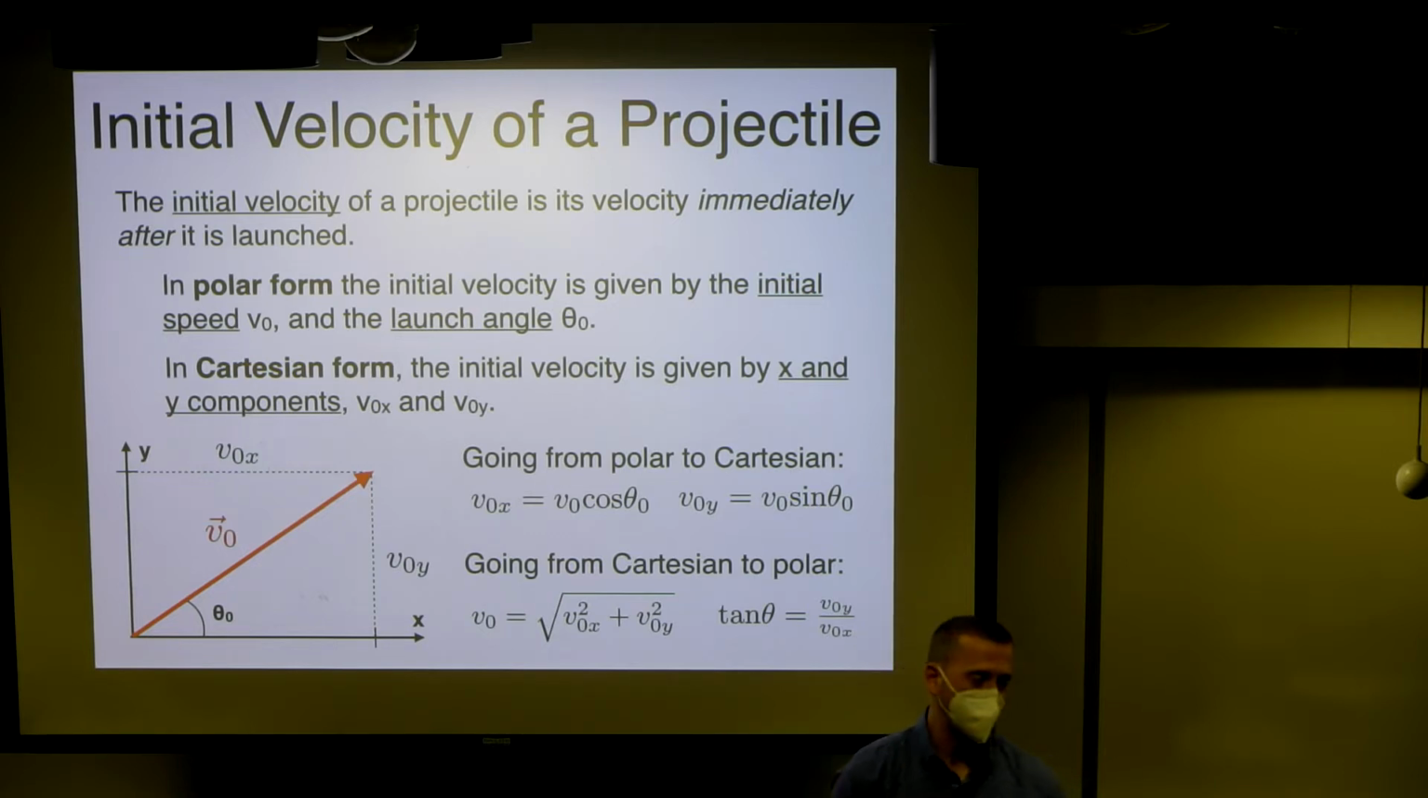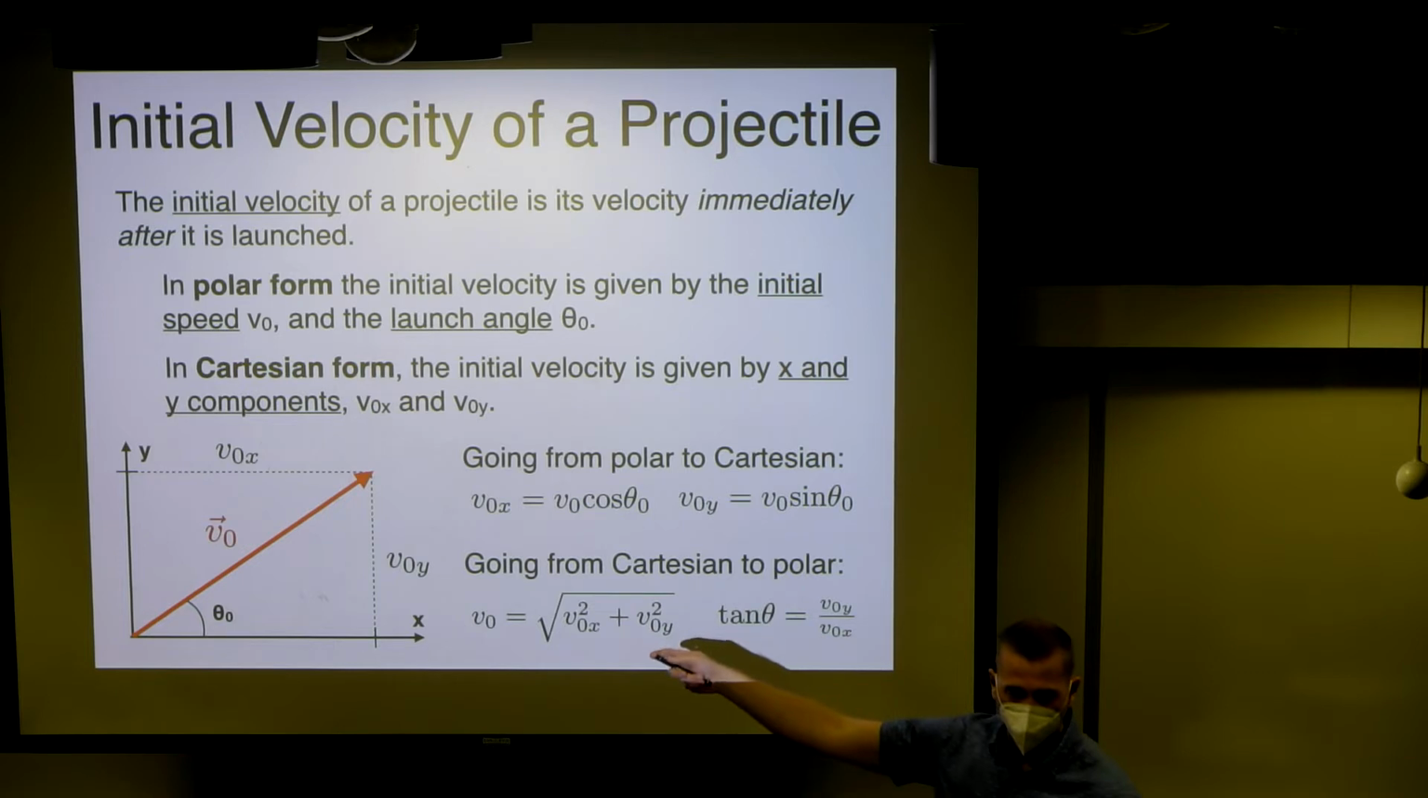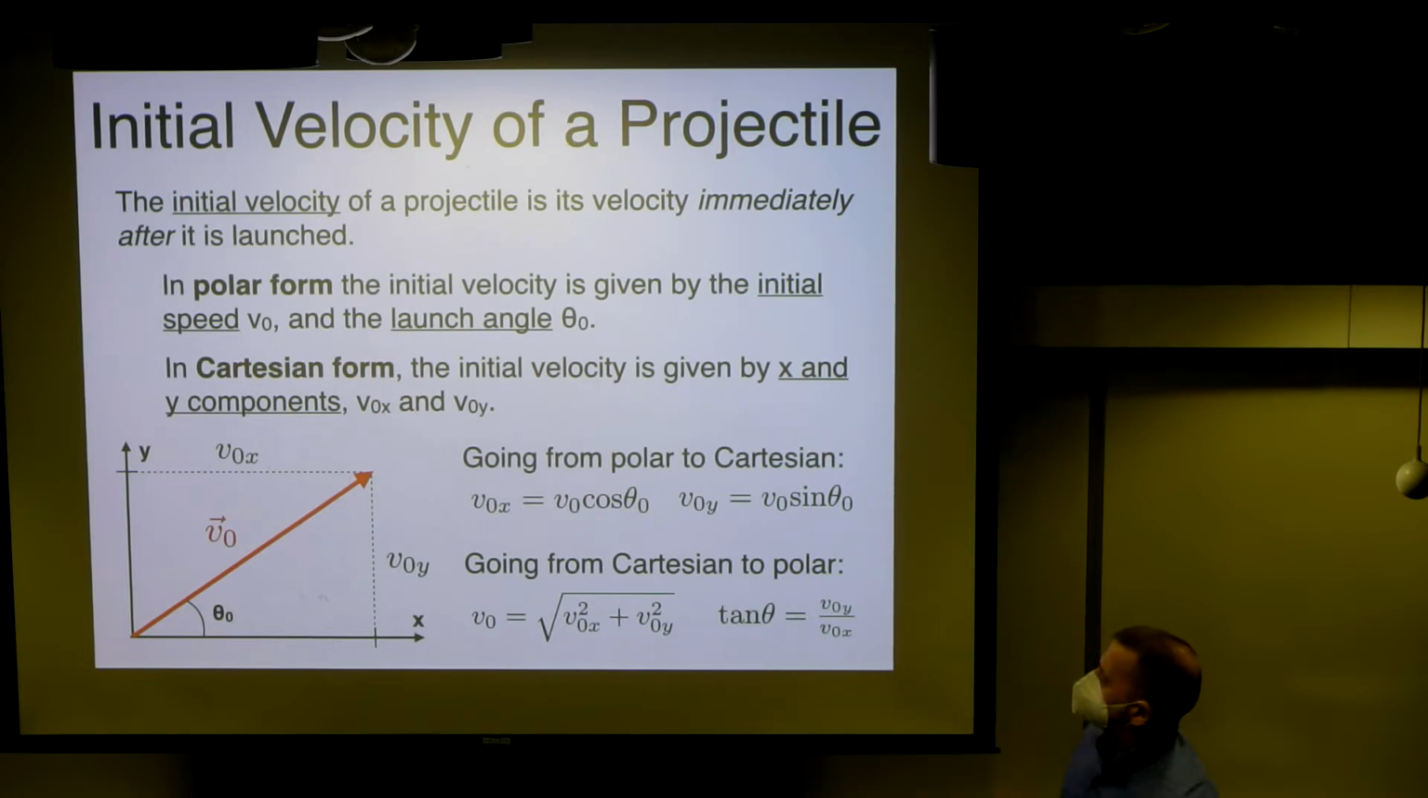And you can think of other examples, like a cannonball or something, right? It's the moment it leaves the cannon. That's when we have some initial velocity, okay? So just to be clear. All right, so most commonly, you're going to be given an initial speed, v naught, and then a launch angle, which we'll call theta naught.